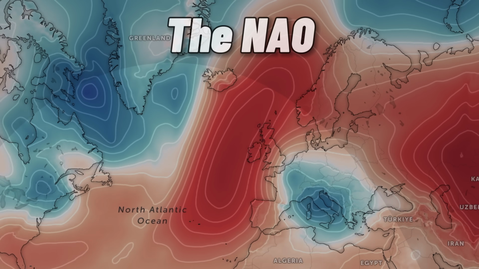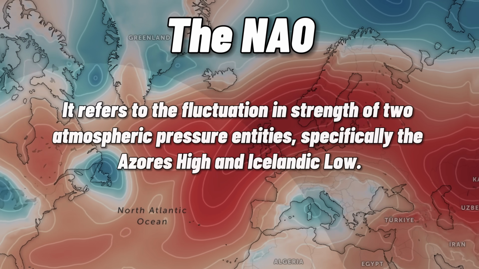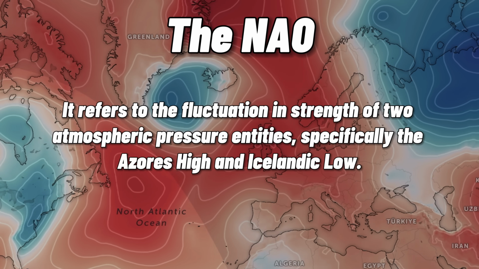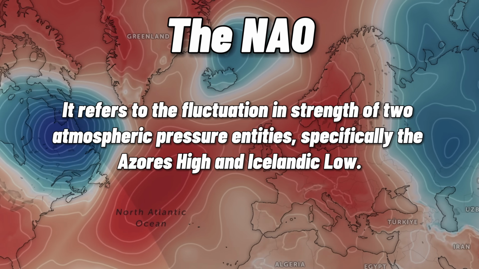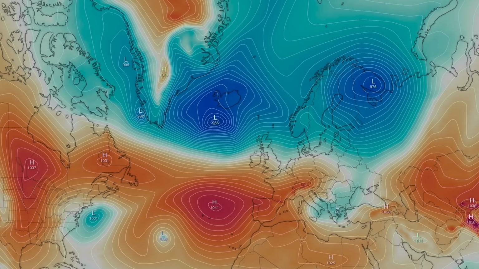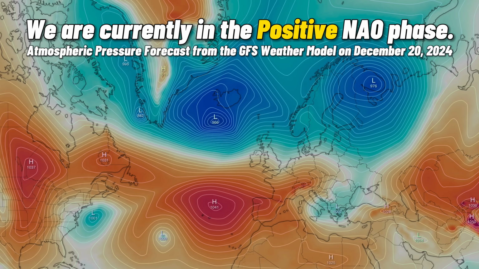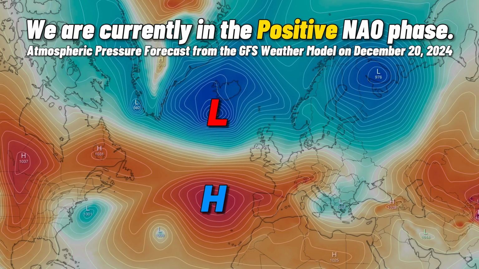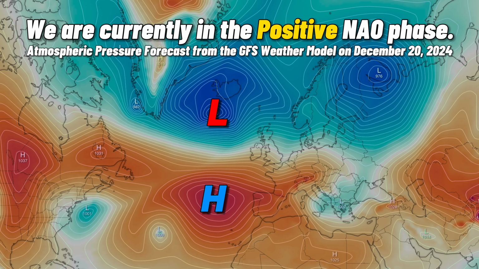The North Atlantic Oscillation refers to the fluctuation in strength of two atmospheric pressure entities, specifically the subtropical high-pressure system in the Azores vicinity and the subpolar low around Iceland. As of today, December 20th, we're in the positive phase of the NAO, characterized by a stronger Icelandic low and Azores high, leading to a greater difference in atmospheric pressure.